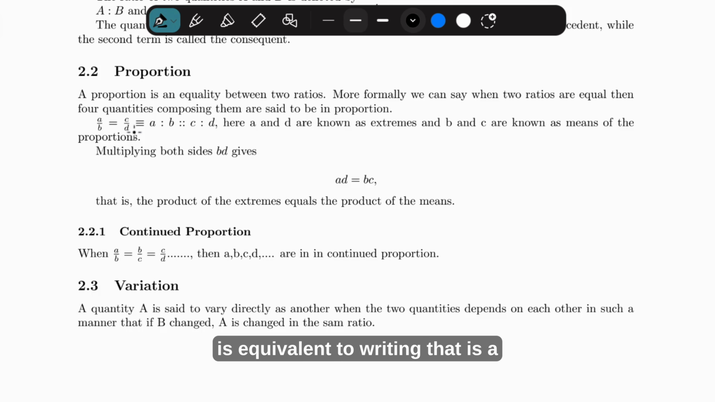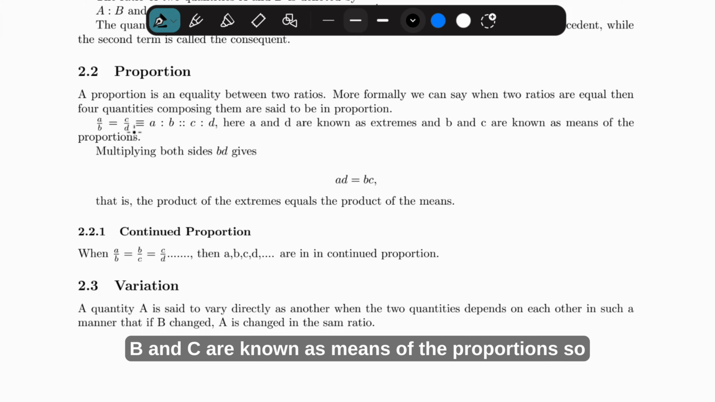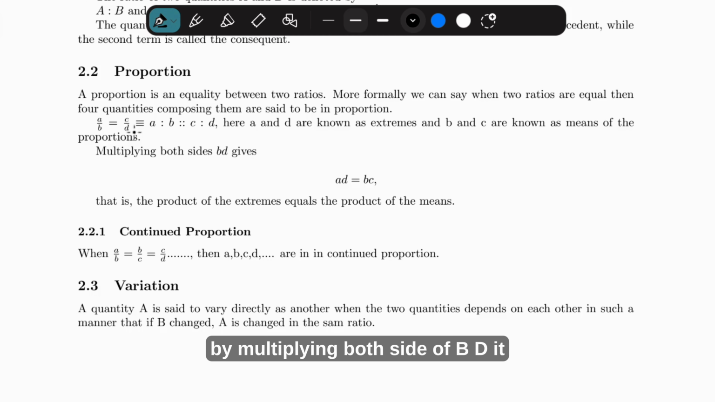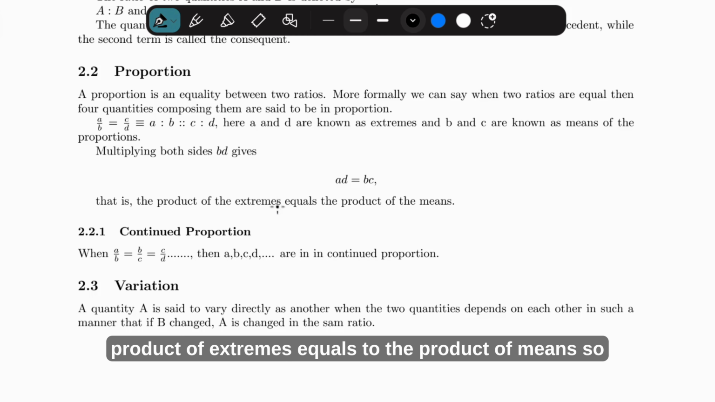That is equivalent to writing that A is to B as C is to D. Here A and D are known as extremes and B and C are known as means of the proportion. By multiplying both sides by BD, it gives AD equal to BC. That means the product of extremes equals the product of means.